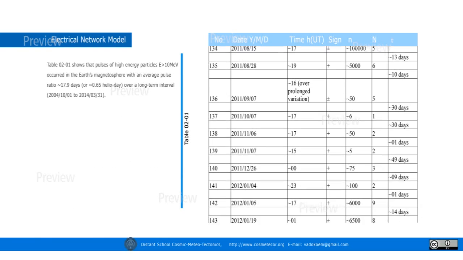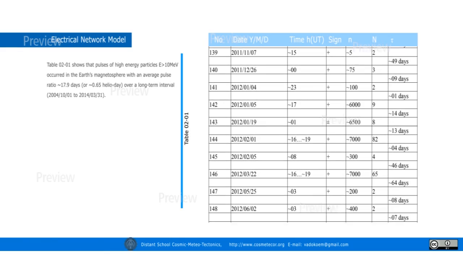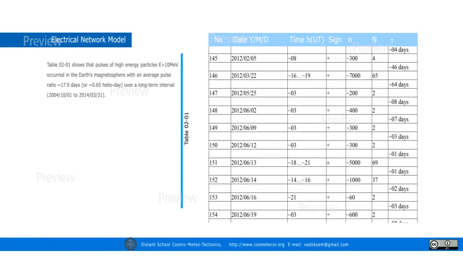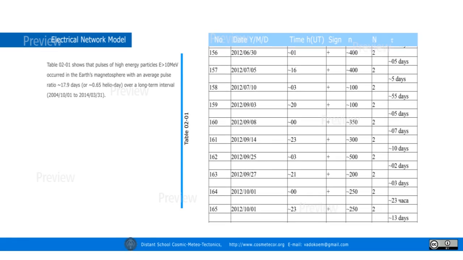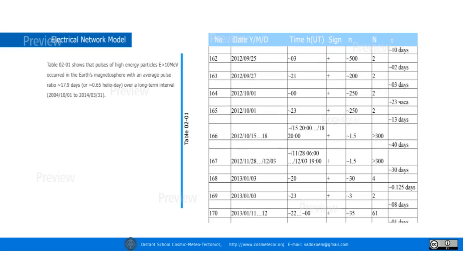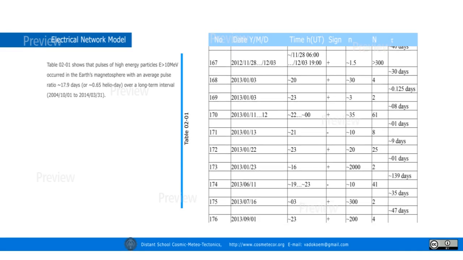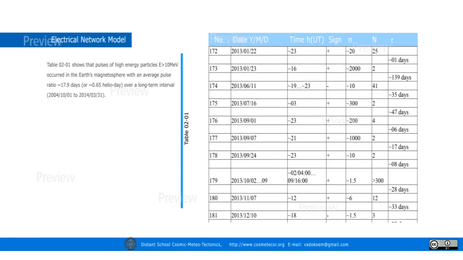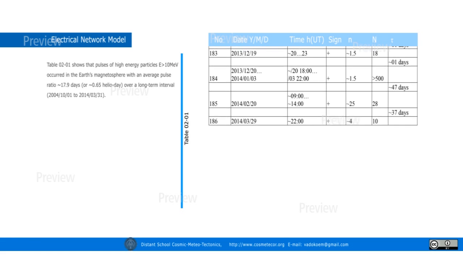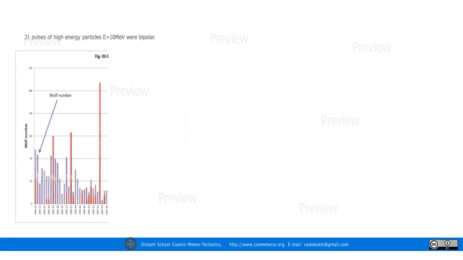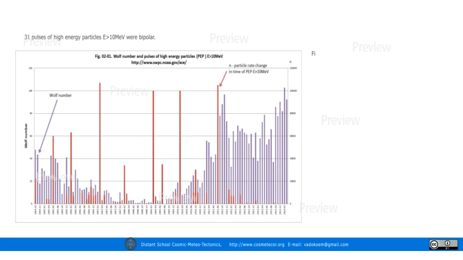Table 0201 shows that pulses of high-energy particles, energy more than 10 mega-electron-volt, occurred in the Earth's magnetosphere with an average pulse ratio of about 17.9 days, or about 0.65 helioday, over a long-term interval from the 1st of October 2004 to the 31st of March 2014. 31 pulses of high-energy particles with energy more than 10 mega-electron-volt were bipolar.